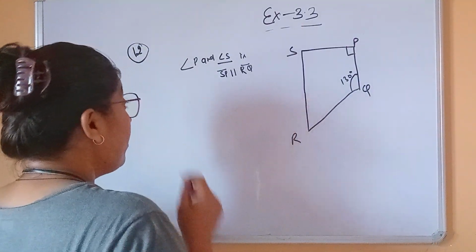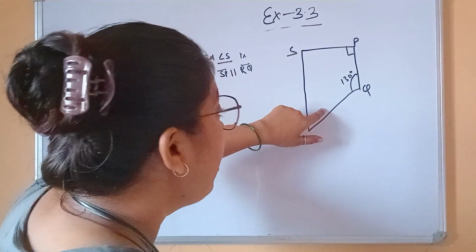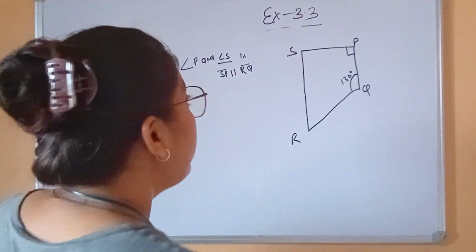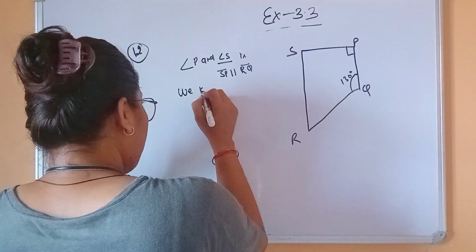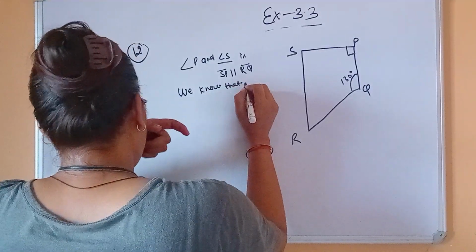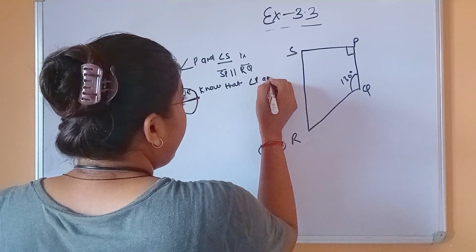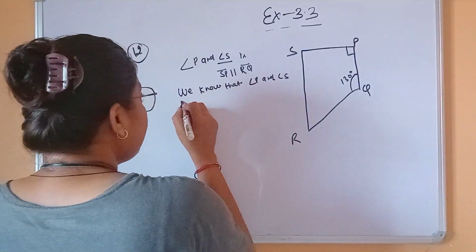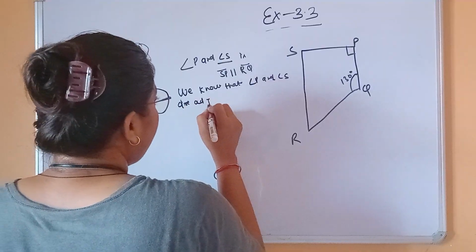So first, SP is parallel to RQ. That means we can easily take the property of parallelogram. So we know that in a parallelogram, angle P and angle S are adjacent angles. Angle P and angle S are adjacent angles, and R adjacent angle.